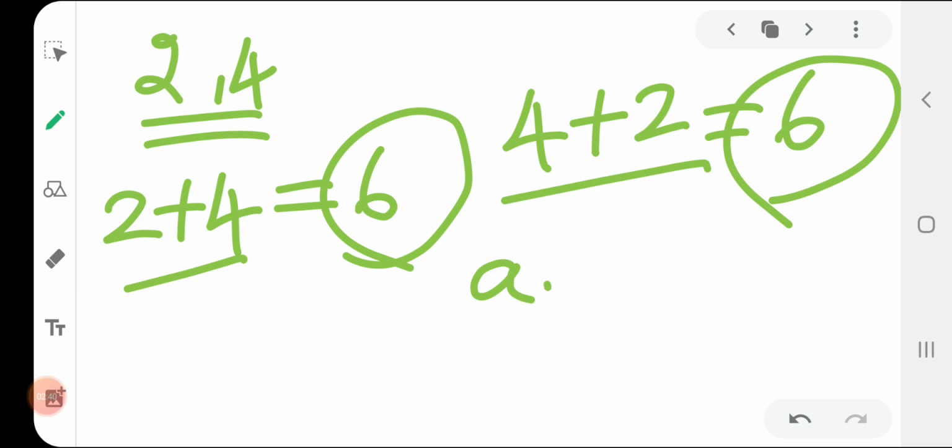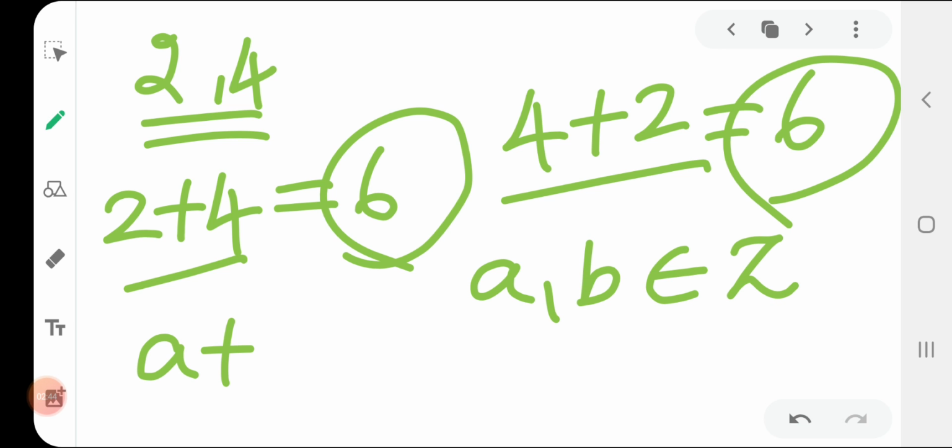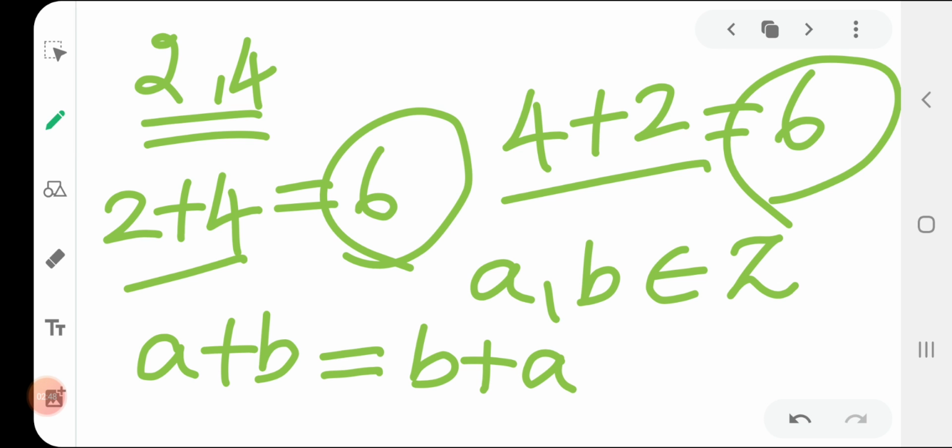That is, a, b belongs to the integer set, a plus b is equal to b plus a. Then it is called the commutative property. It is satisfying the commutative property. So we can take any numbers, we can change the order, and the result will not change. Then it is satisfying the commutative property.